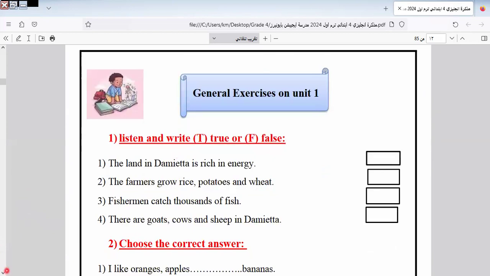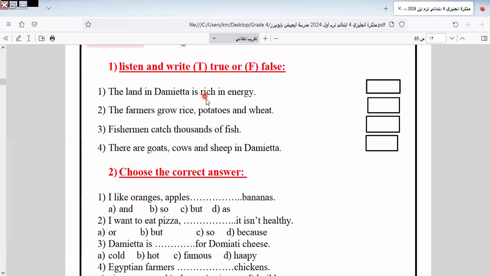Let's answer the questions related to Unit 1 together. The land in Domyat is rich in energy? No, as we told, it is rich in nutrients. Farmers grow rice, potatoes. Yes. Fishermen catch thousands of fish. Yes, as we know during the lesson. Here it depends on listening, but we have a text on Domyat, and I know it, so I answer it.